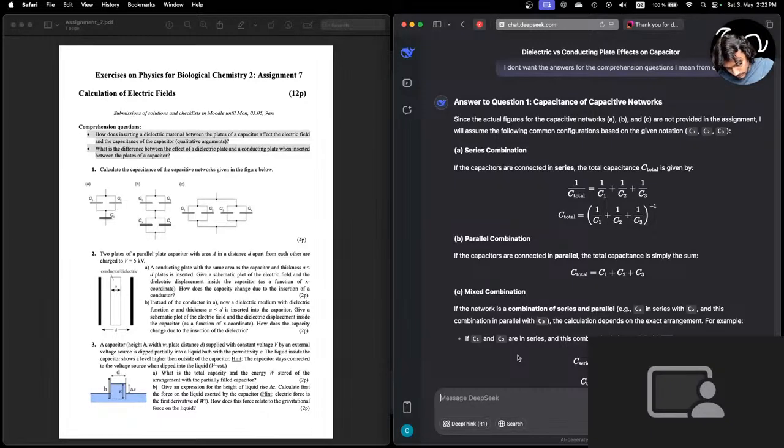C1, C2, C3, C4. So C1,2 they are parallel, C3,4 equals C3 plus C4, they are parallel. Now C total equals C1,2 plus C3,4, as those two are also parallel, which gives C total as C1 plus C2 plus C3 plus C4.